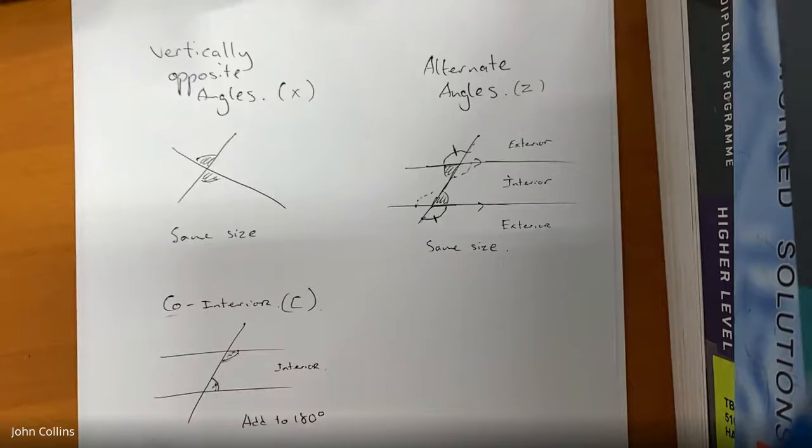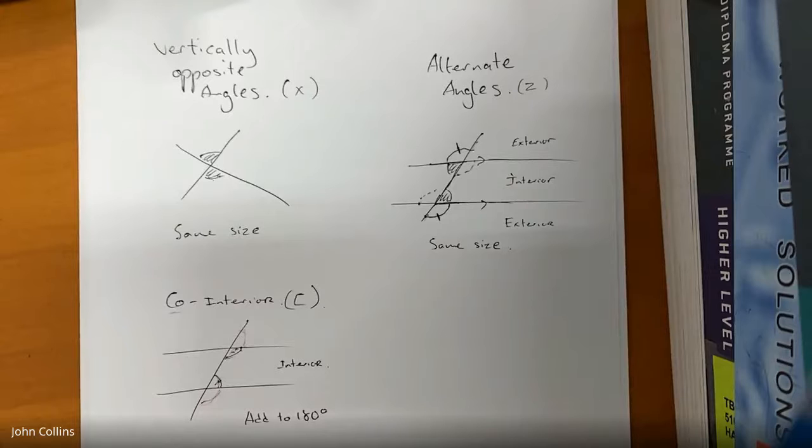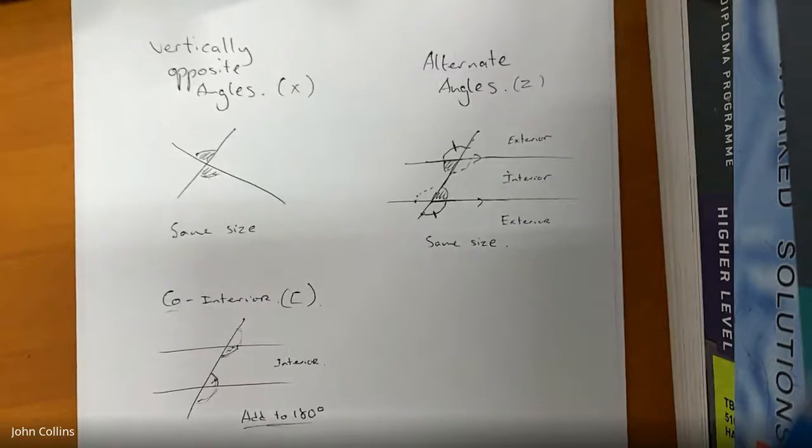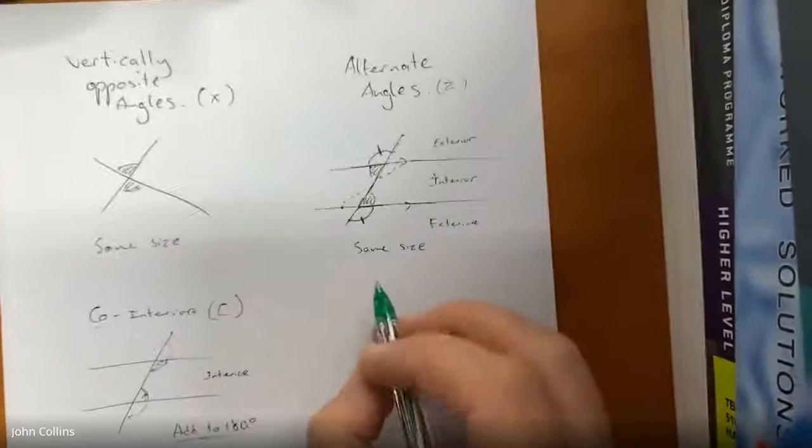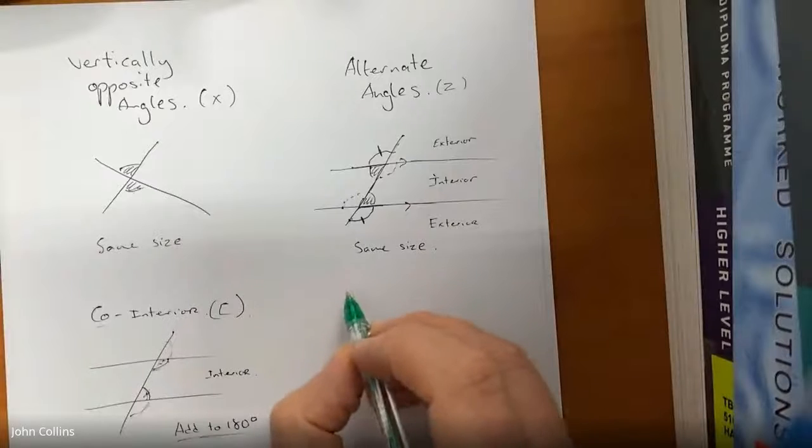Okay, there are co-exterior angles, and they would also add to 180. So this one's buddy would be this one, but that's rarely asked. So co-interior are the only ones that add to 180. All the other ones will be the same size. The last one, corresponding.